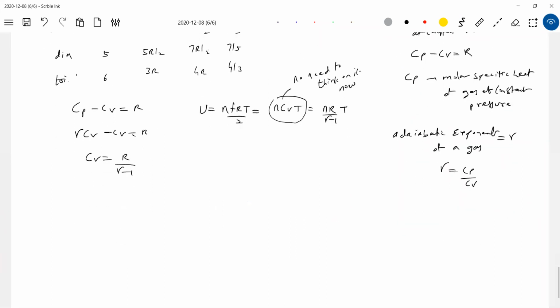Okay, now I'll mix up two gases. Means I have this monoatomic gas, and we have a mixture of gases. We'll take it. I'm going to mix up these two.